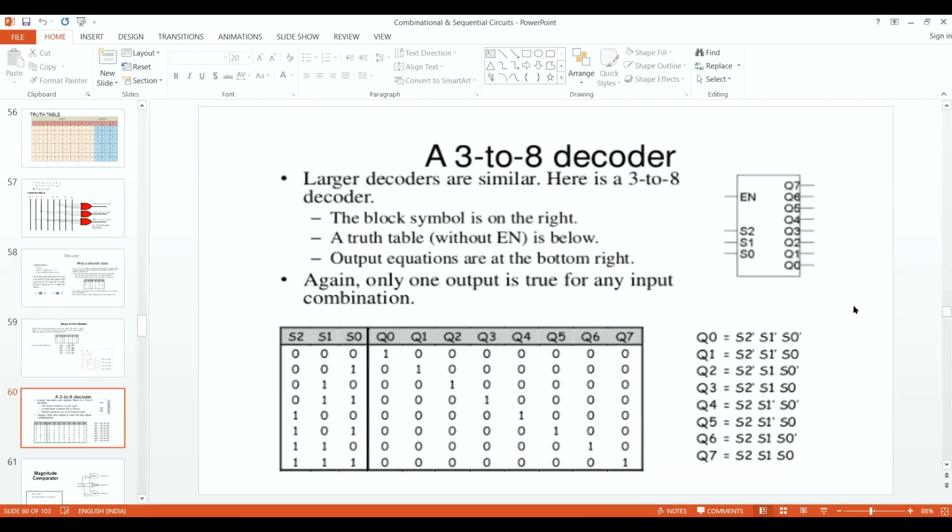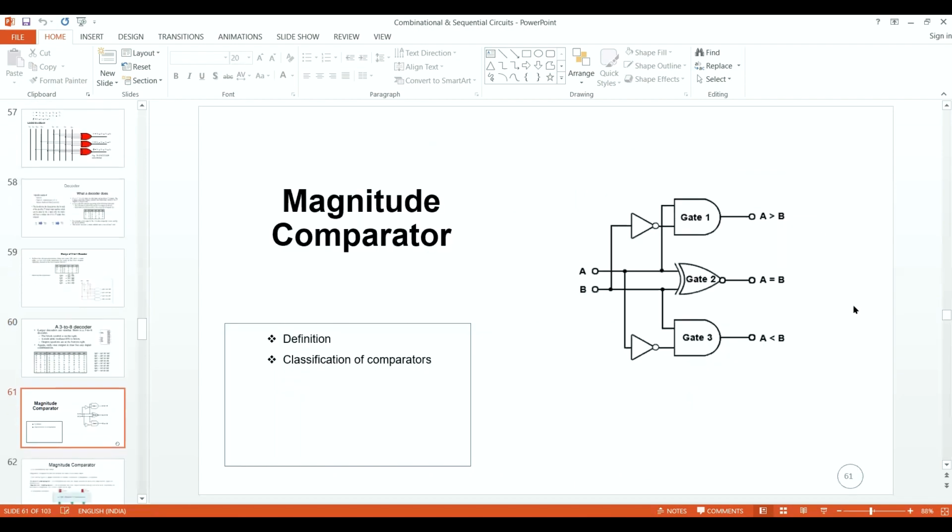I'm not going into the detail of how the decoder and encoder are to be designed, what the implementation and the circuit diagram are. I'm just going to give you tricks and an overview of all this. Still, if any student wants a detailed explanation about any topic, they can comment, so I would reply and try to make a video on the same. Lastly, we are talking about the magnitude comparator.